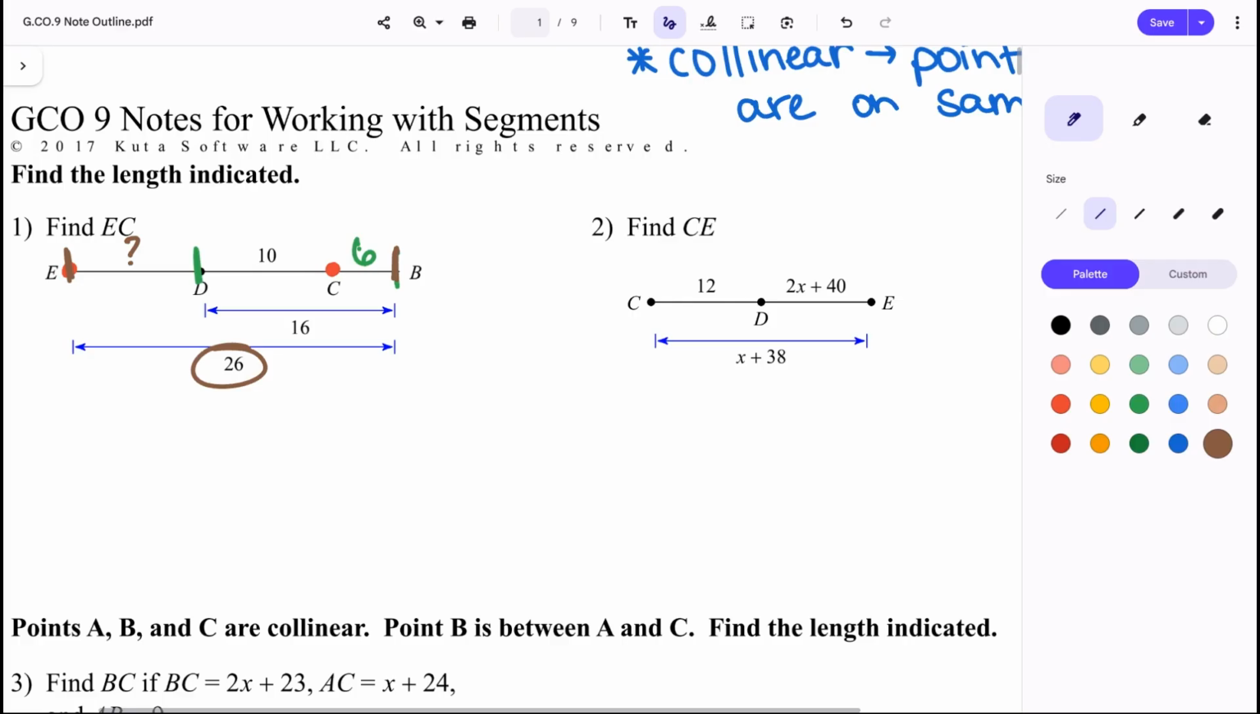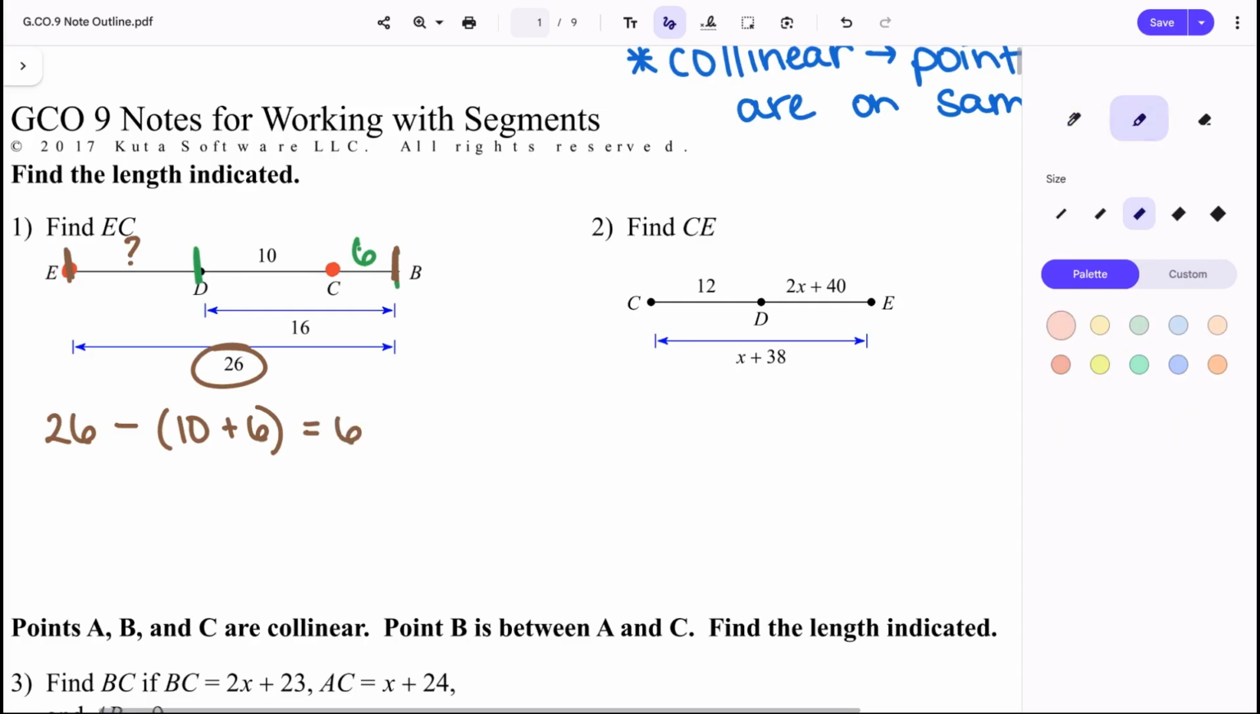So if the whole thing is 26, and we know that these two parts on the right are 16 together, how much would that leave for this little piece? It'd be 10, right? So I'm going to add this kind of up. I took 26, and I took away that 10 plus that 6. So I took 26 minus 16, which would leave me with just 6.